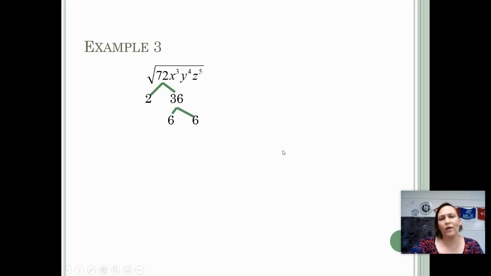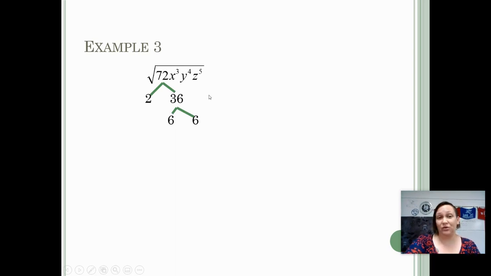Now, we are looking for pairs of numbers because it's a square root, so we want two of a kind. So if you are able to get a pair of numbers and you don't want to split them anymore, that's okay too. Now, if you wanted to, you could keep splitting this and make it 2, 3, and 2, 3, and that would also work. But if you're able to get a pair of numbers that is not prime numbers, go for it.